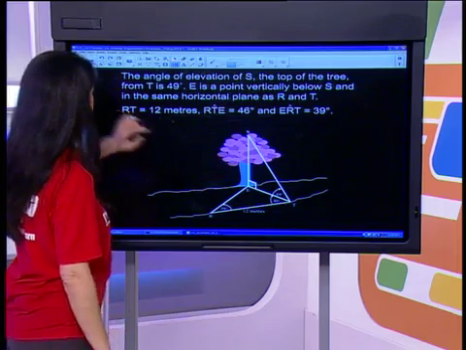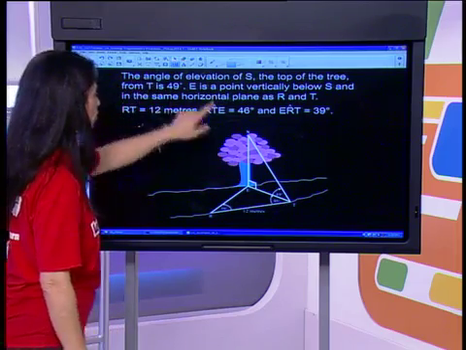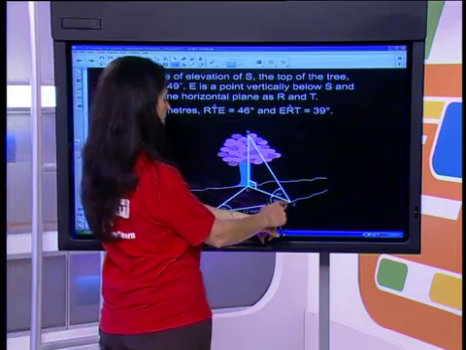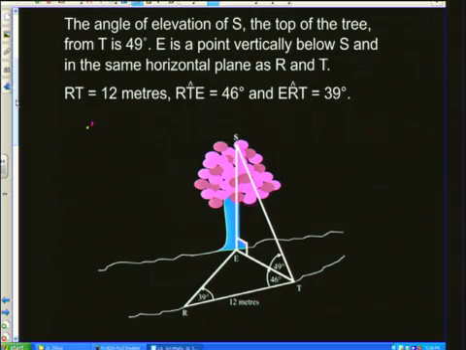So we've got the context. We now want to see the values. The angle of elevation of S. So somebody is standing at T. They're looking up at S. And when they look up, that's the line of sight. It makes 49 degrees with a horizontal. And the horizontal would just be this line that's directly opposite to the base of the tree.